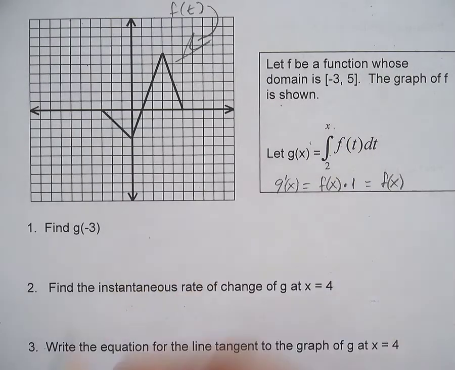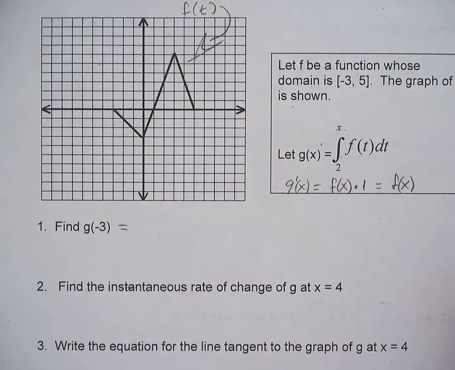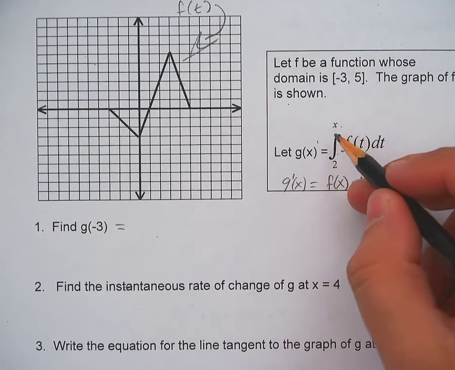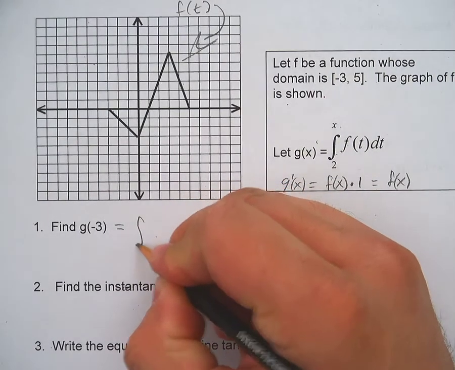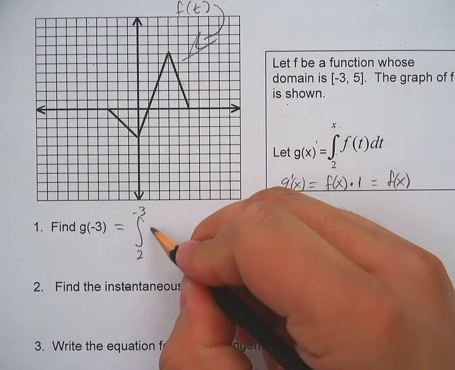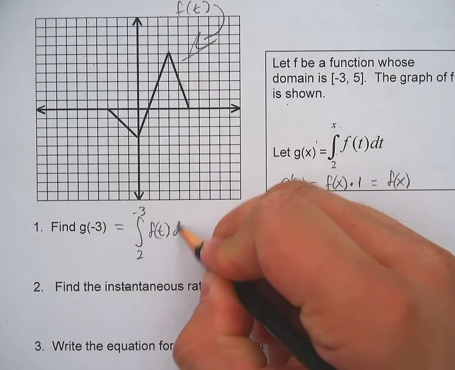So g of -3 is really trying to plug -3 into this x right here. So let's plug it in. That's the integral from 2 to -3 of f of t dt.